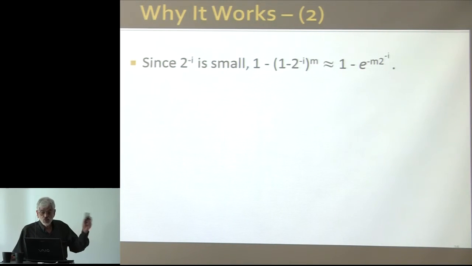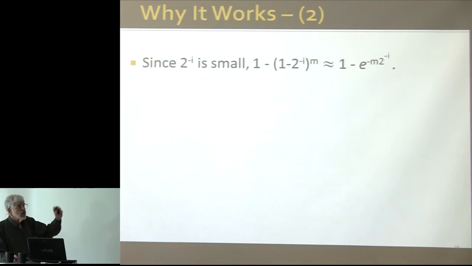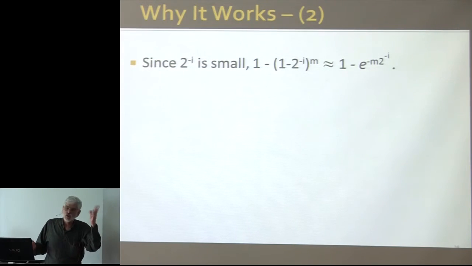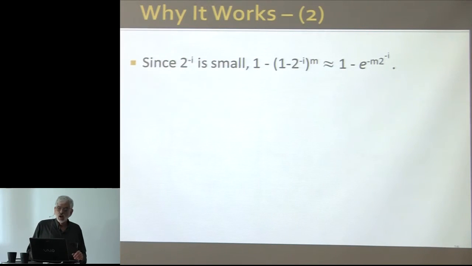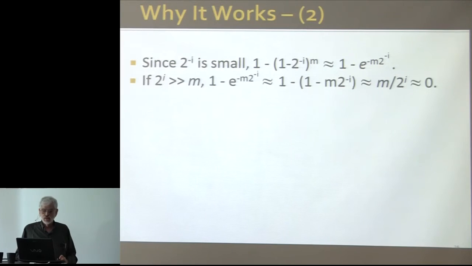I'm sorry, the 2 to the R is at least I. Okay, now, I said 2 to the minus I is small. Assuming I is even small, say 3 or 4, 2 to the minus I is already kind of small. And I'm not going to go into this, but as with the darts and targets, you can write this as an exponent of e, and it turns out to be 1 minus e to the minus m times 2 to the minus I.